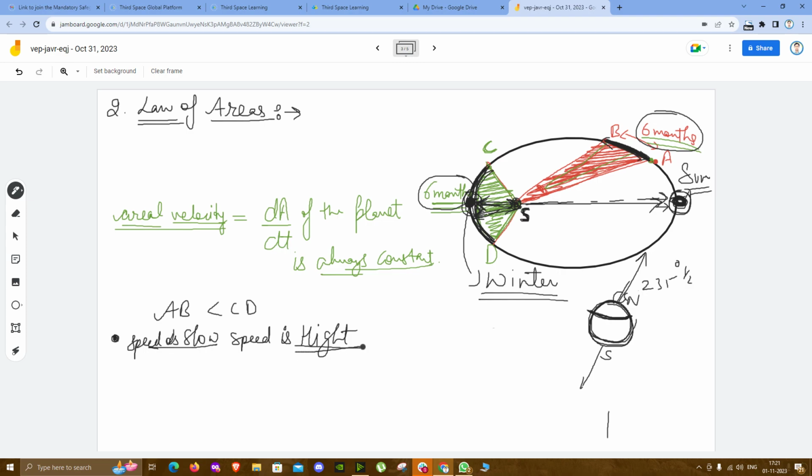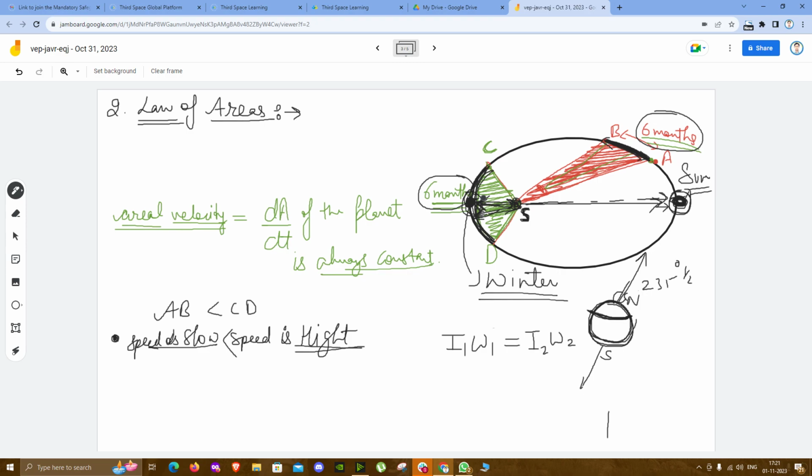Now, what does that mean? Why is it happening? Why is the Earth changing its speed? The answer is that it's trying to conserve angular momentum. Kepler's second law is a consequence of the law of conservation of angular momentum. The angular momentum has to remain the same, that is, I1 omega 1 should be equal to I2 omega 2.